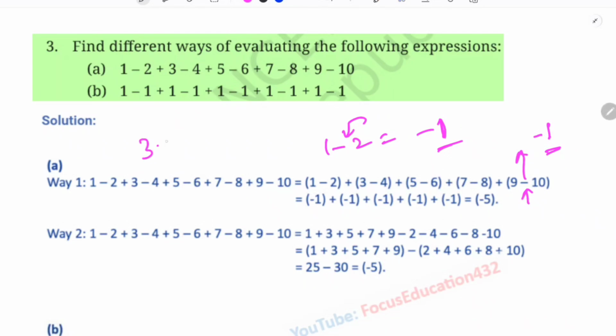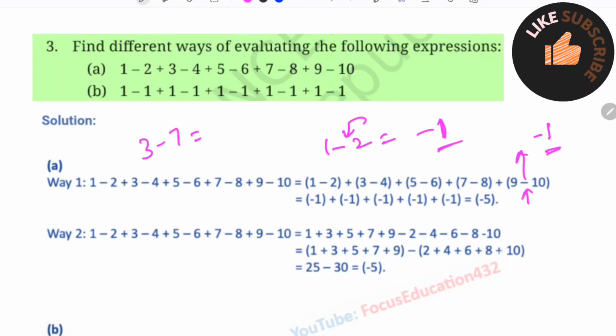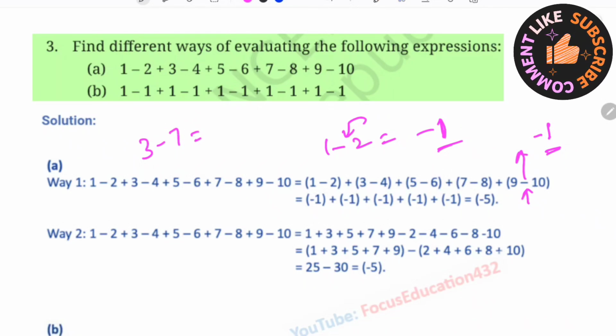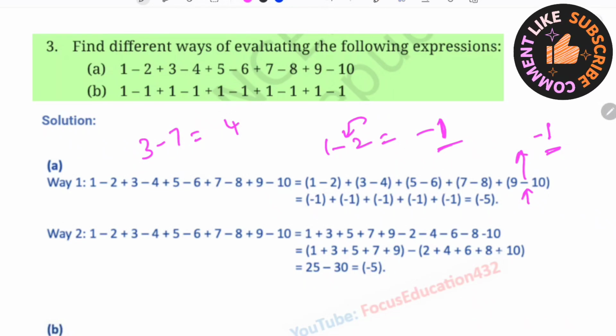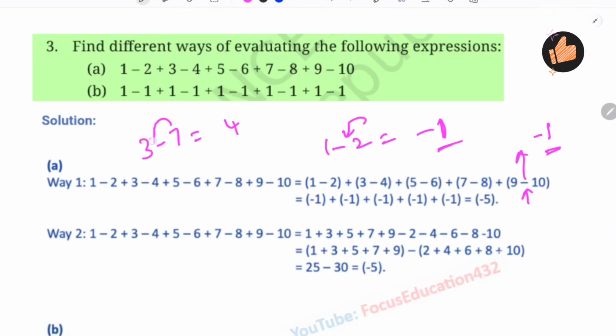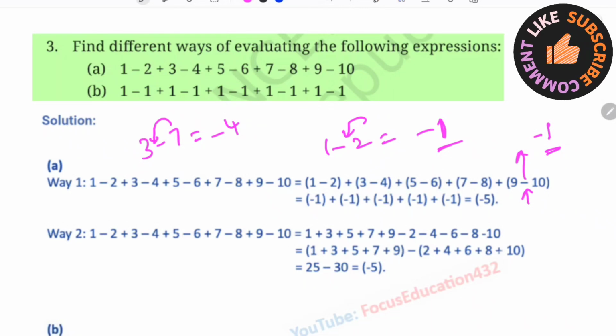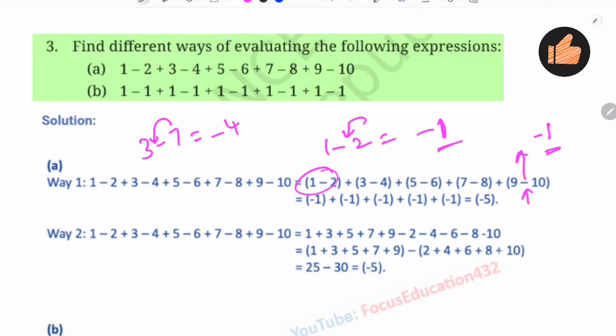For example, 3 minus 7. What will you get here? First you do 7 minus 3, without looking at the sign. You get 4. Is the 4 minus or plus? The sign of the bigger number. 7 is minus. So we have to keep the sign of the bigger number. In this way we have calculated 1 minus 2 is minus 1.